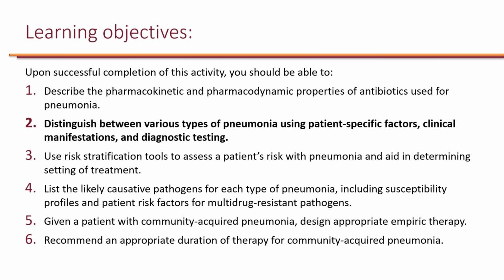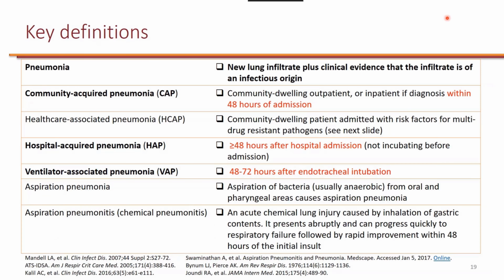We described the pharmacokinetic and pharmacodynamic properties of antibiotics used for pneumonia. Now, let's distinguish between various types of pneumonia using patient-specific factors, clinical manifestations, and diagnostic testing. Here are some key definitions that you should know. By definition, pneumonia is a new lung infiltrate on the chest X-ray plus clinical evidence that the infiltrate is of an infectious origin. Now keep in mind that while this is the standard definition of pneumonia, for many patients, pneumonia is a clinical diagnosis.